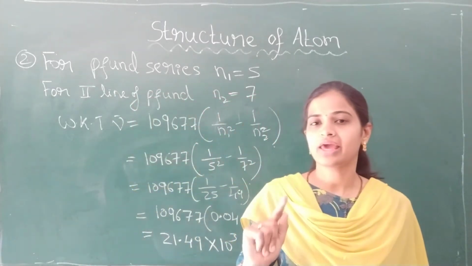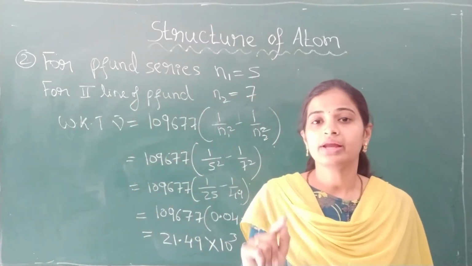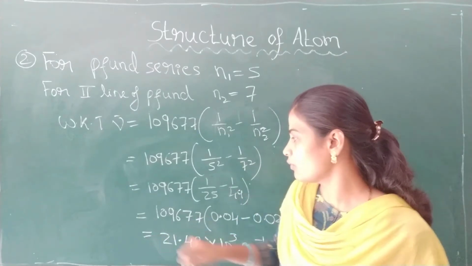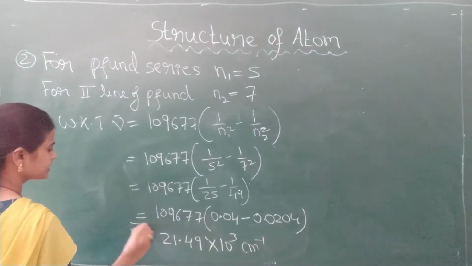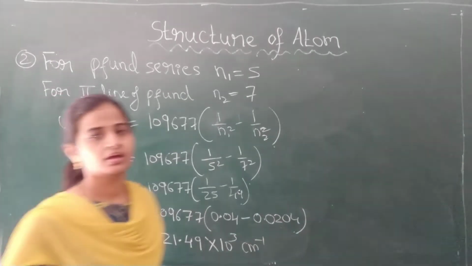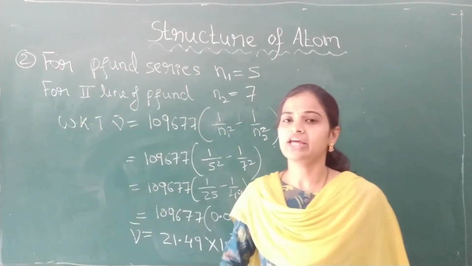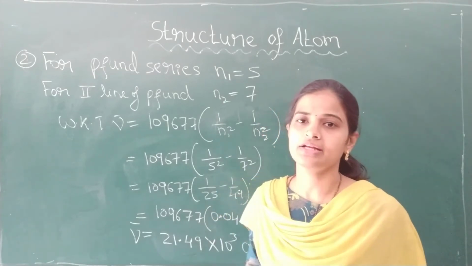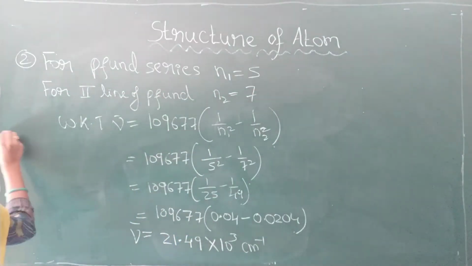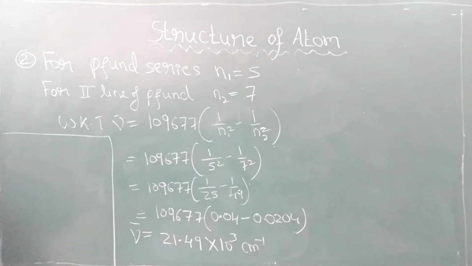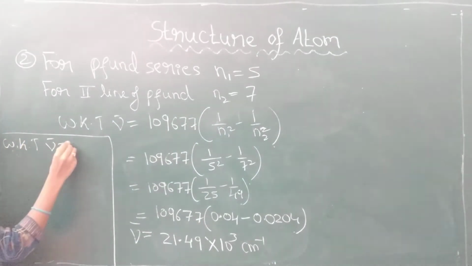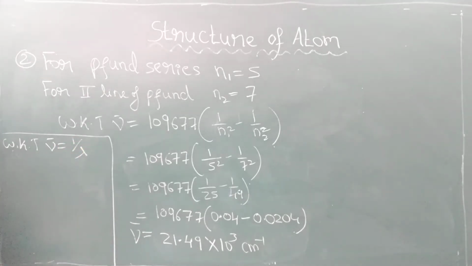What we have been asked to calculate is the wavelength. But right now what we have calculated is the wave number. Then what to do now? Previously we have studied the relationship between the wave number and wavelength. The continued part of this problem I am writing here. We know that nu bar is equal to 1 by lambda, isn't it? Now we got the value of nu bar, we have to find out the lambda.